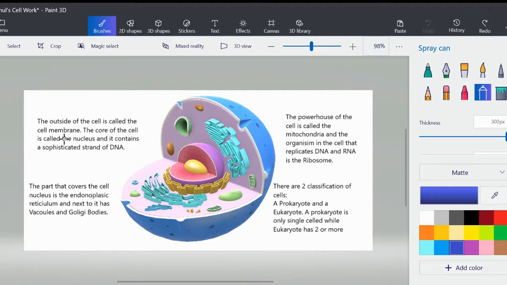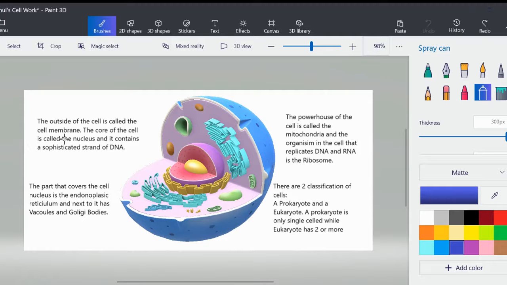The core of the cell is like the king sitting in his palace. Think of a cell like a kingdom. There are many different layers you have to pass through in order to get to the center of the cell. So the outside of the cell is the cell membrane, like the castle walls. It protects against things that try to attack it. And the core of the cell is called the nucleus.